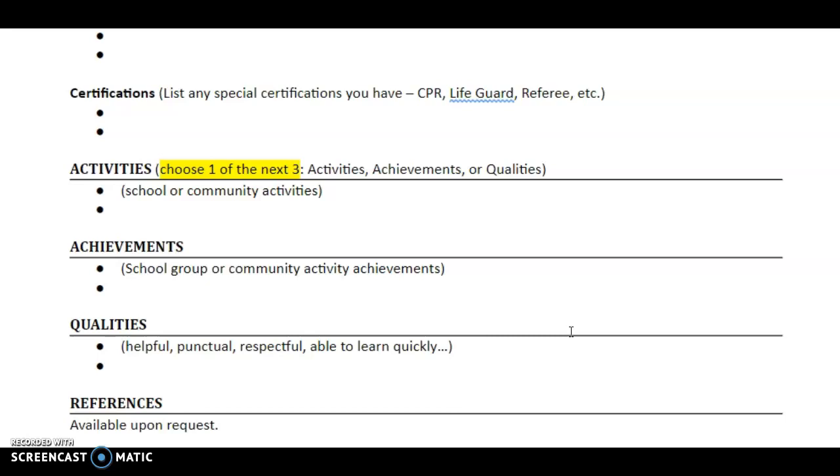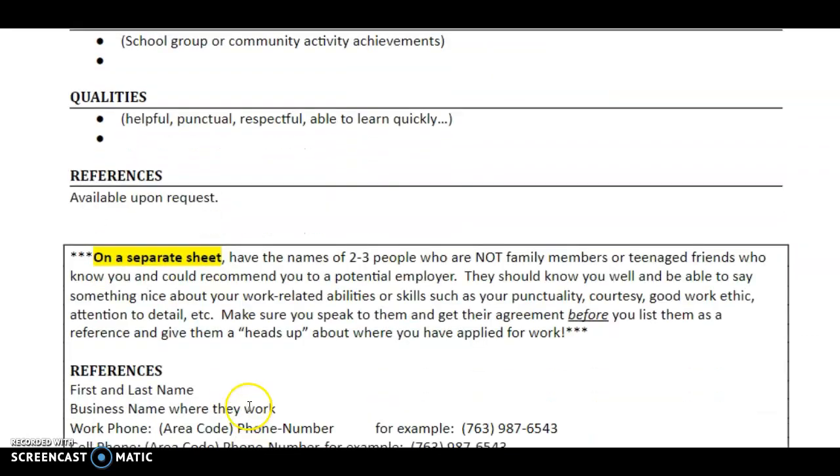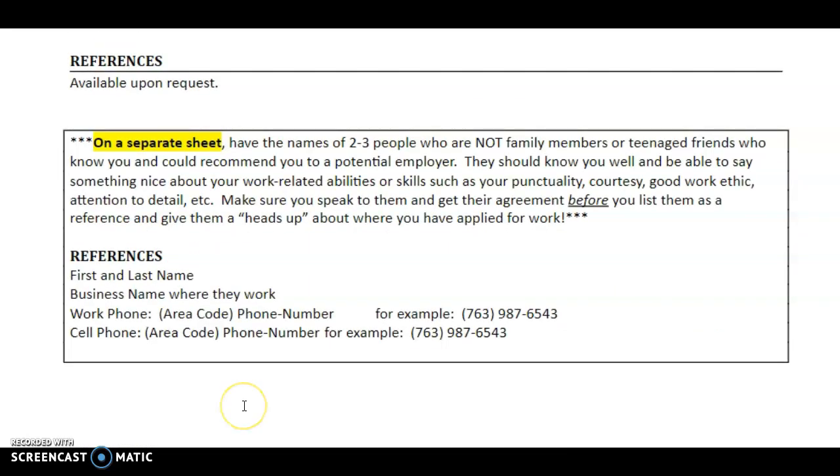And then for your references, you can put references available upon request. If you do this, and I encourage you to do this, please make sure that you bring that, should you actually use this in a job interview. Bring those references with you, okay? And we have a little note here on how to do that.